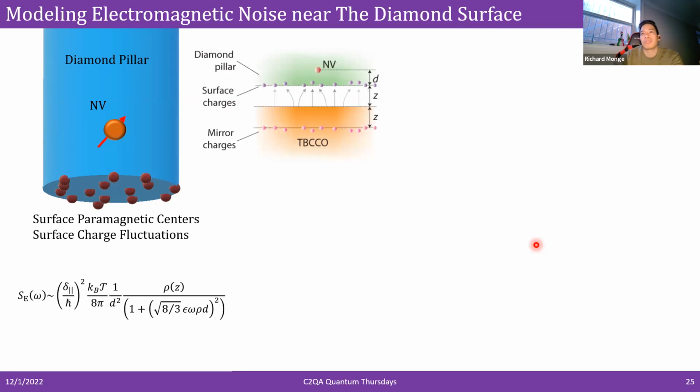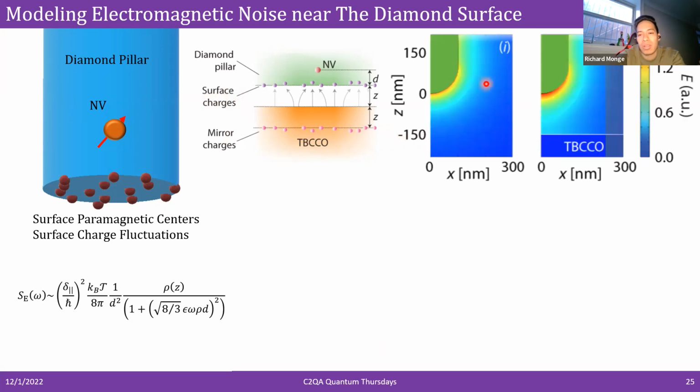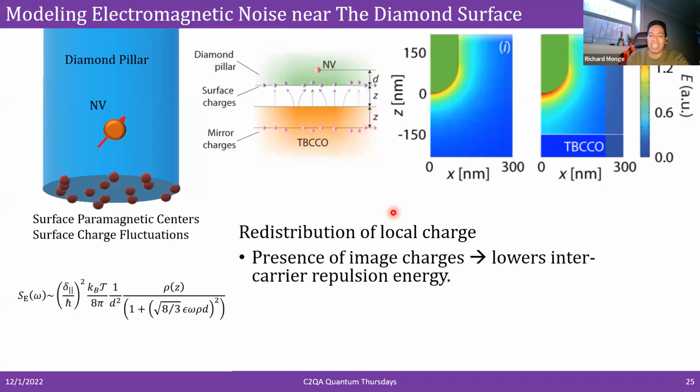So what we do is that we consider mirror charges at the superconductor. And if we do, we can see an enhanced magnetic field magnitude on top of the surface of the diamond, due to the mirror charges of the superconductor. So we rationalize this as a redistribution of local charge. This is what's happening. And the presence of these image charges lowers the intercarrier repulsion energy.